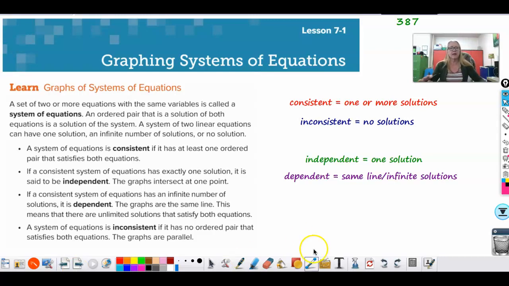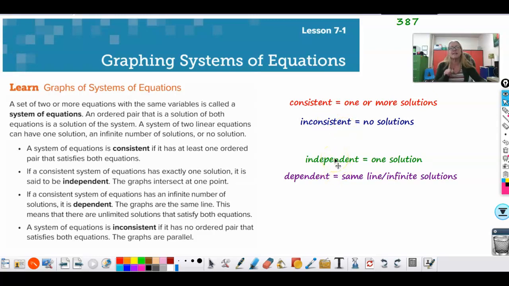And so that's why we have all these different things. The word consistent means that a system of equations has one or more solutions, but at least one. Inconsistent means there is no solution. What happens is if you have parallel lines, they never intersect. So there is no point that solves both of them. So that's a no solution situation.